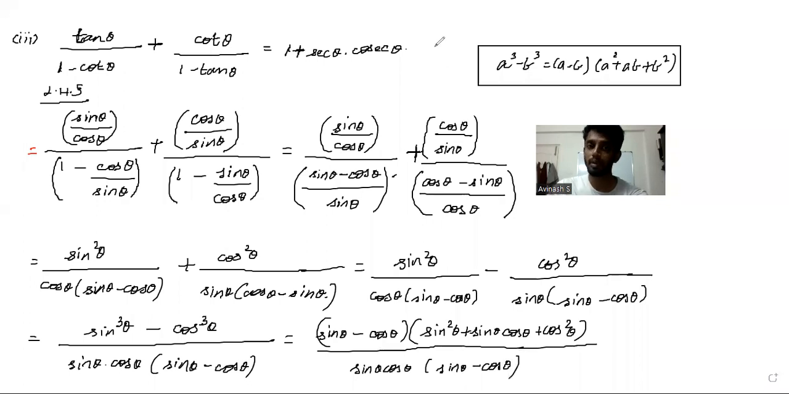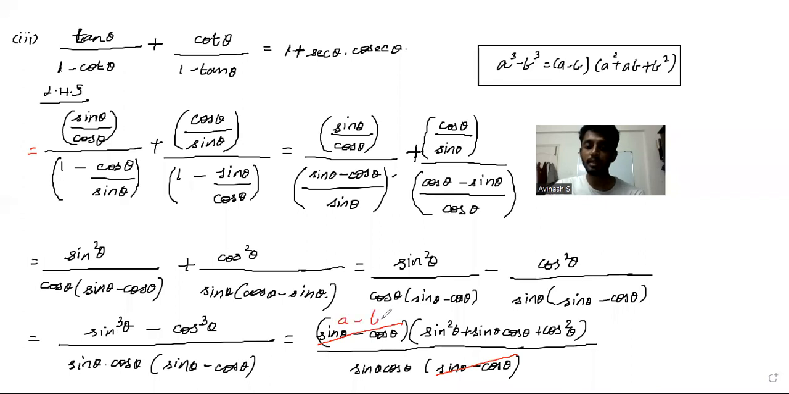So this is very important. Now sin theta minus cos theta and sin theta minus cos theta will get cancelled. I repeat, we are applying a cube minus b cube to this place. So we get a cube minus b cube, which is equal to a minus b into a square plus ab plus b square. That is the formula.